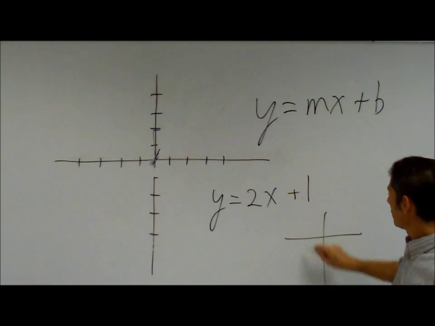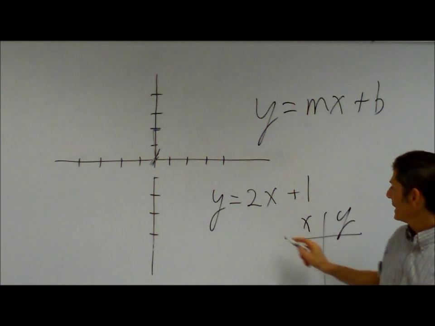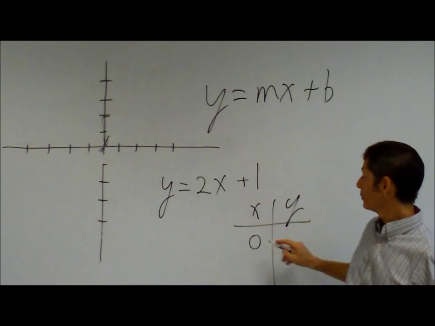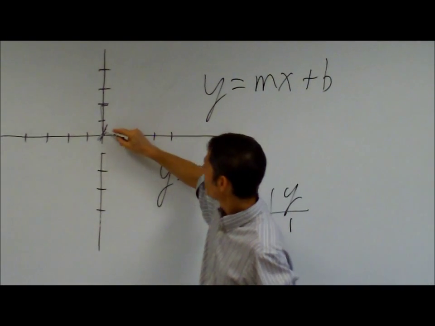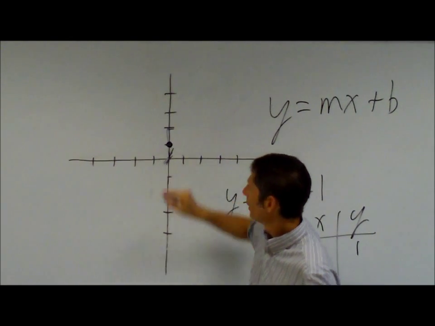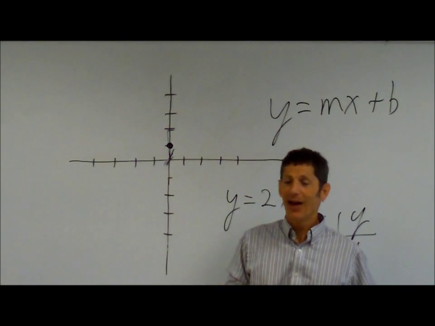Okay, I'm going to make a little graph here. Let's pick a 0 for x. Okay. 2 times 0 is 0. 0 plus 1 is 1. So I'm going to graph the point 0, 1. Beautiful.